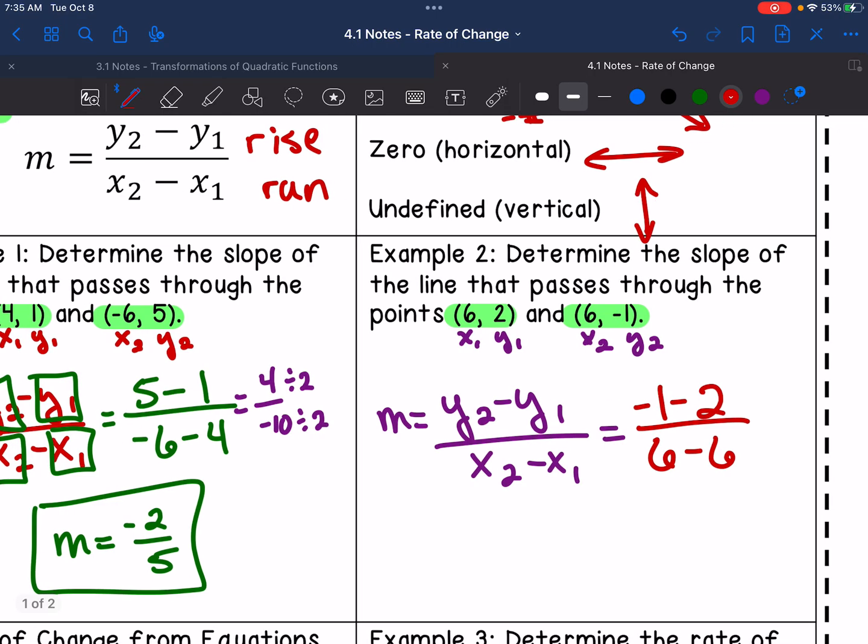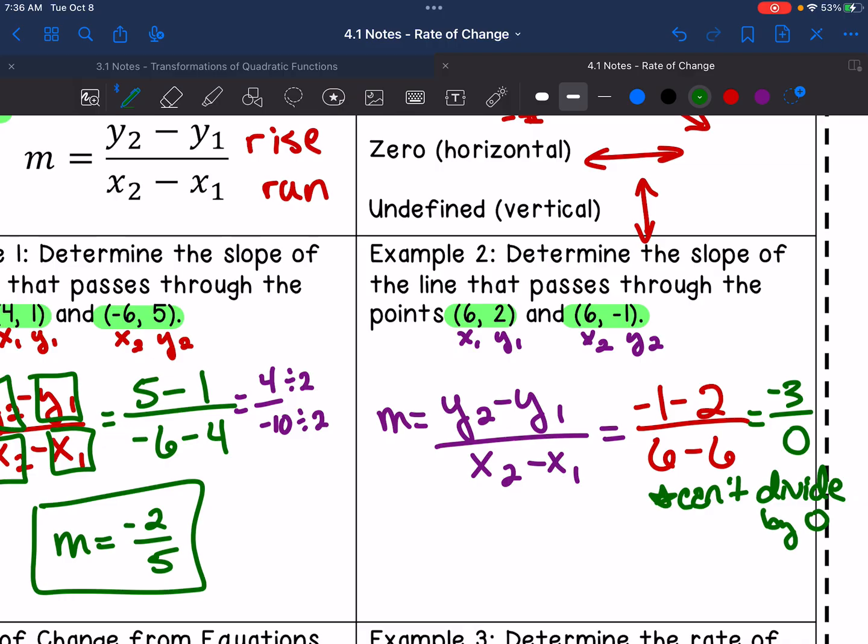Okay, so if I go to my calculator and I type this one in, I'm going to get an error, and it's going to say divide by 0. And that is because for my top, negative 1 minus 2 is negative 3, but in the bottom, 6 minus 6 is 0. We cannot divide by 0. So 0 cannot be in the denominator. That's why we're getting the error message in our calculator. It says error divide by 0.